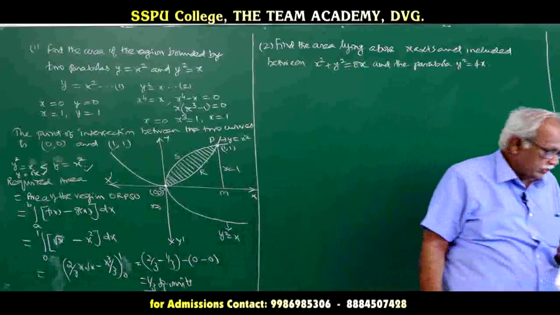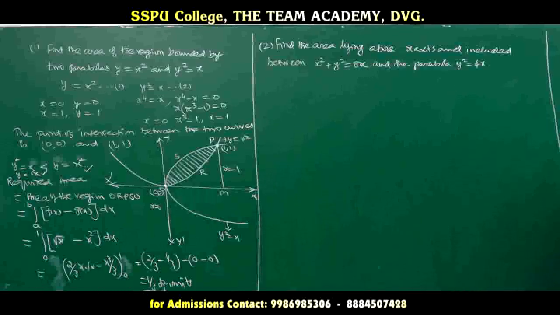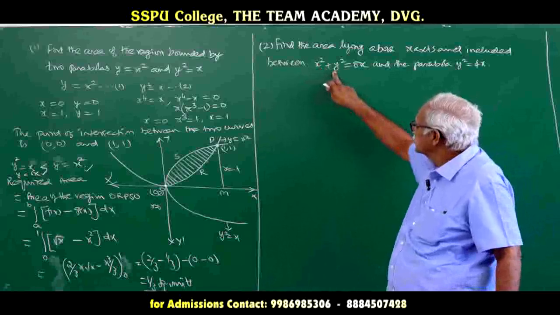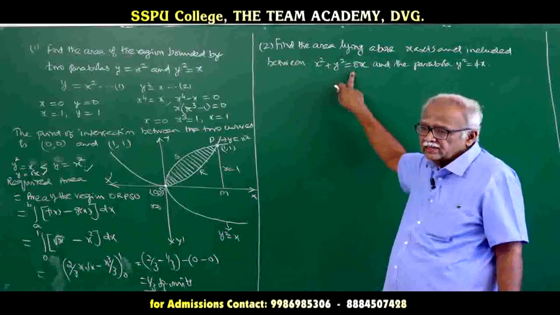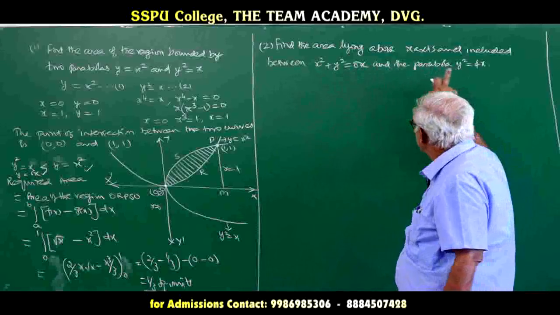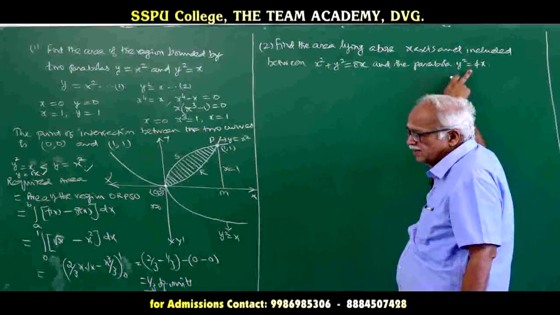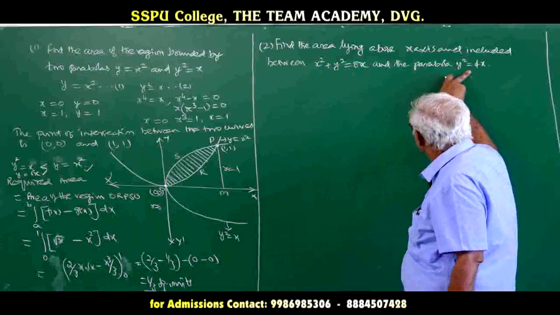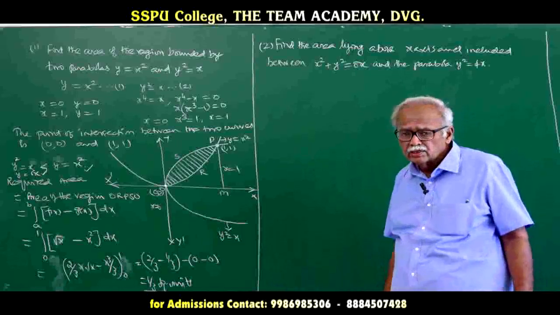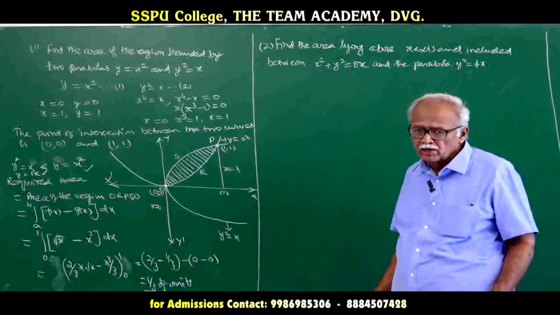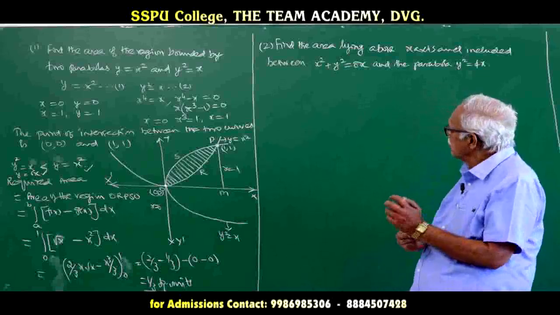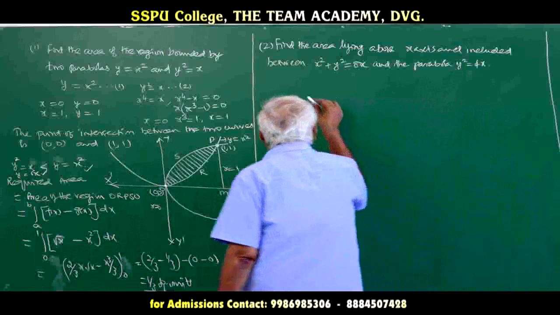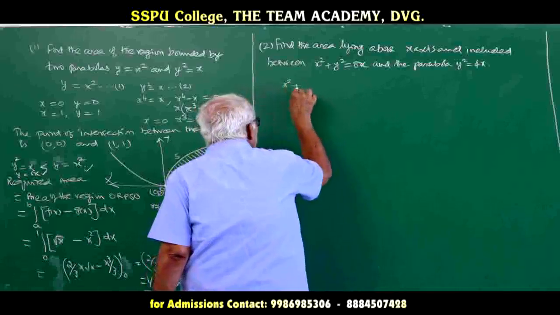y square is equal to 4x. So, the second question: you can see x square plus y square is equal to 8x is a circle, and we have got a parabola y square is equal to 4x. Y square equal to 4x is a right handed parabola. For the circle, we have to find the center and radius to draw the graph. How will you do this?